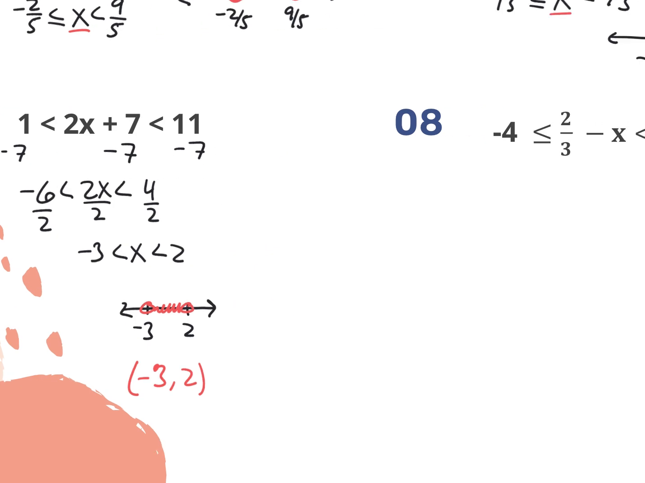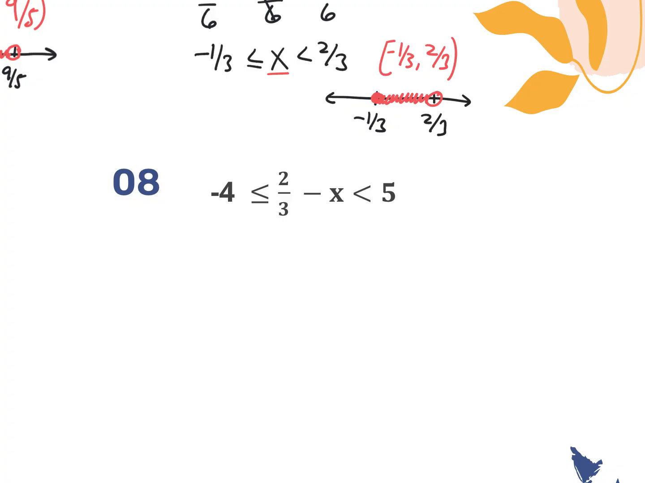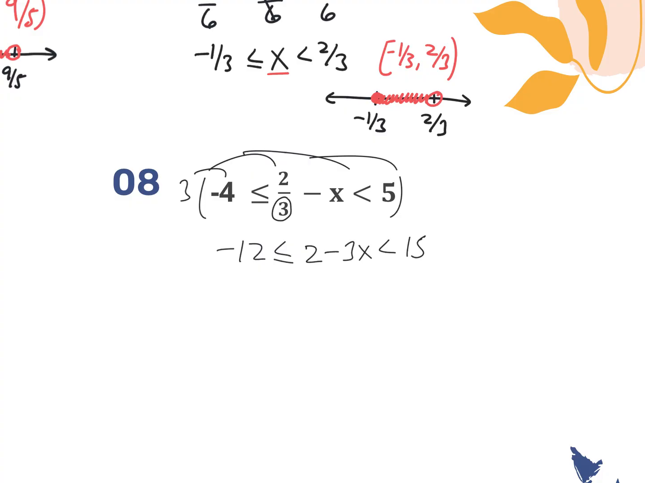All right, so I can try the same exact thing with this last one. Again, if you see a denominator, you can just multiply by that denominator, and that's going to get rid of it. So I'm going to multiply everything here by 3. And this is going to leave me with negative 12 is less than or equal to 2 minus 3x is less than 15. All right, so I'm going to subtract 2 everywhere. And so I get negative 14 is less than or equal to negative 3x is less than 13. All right, and then divide everywhere by negative 3.